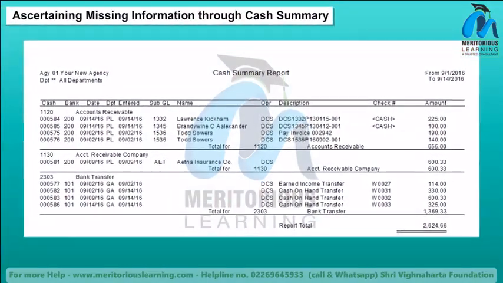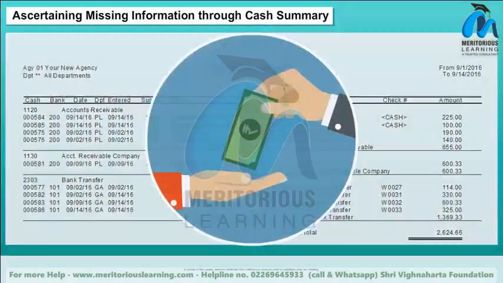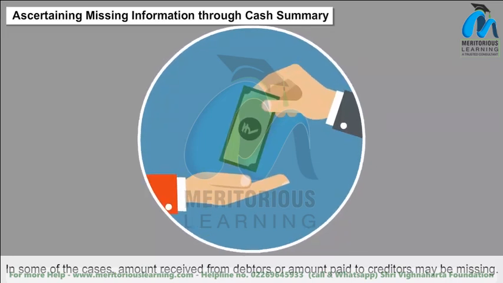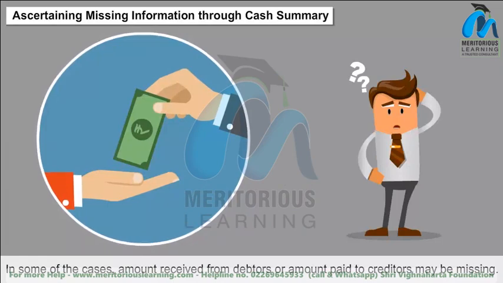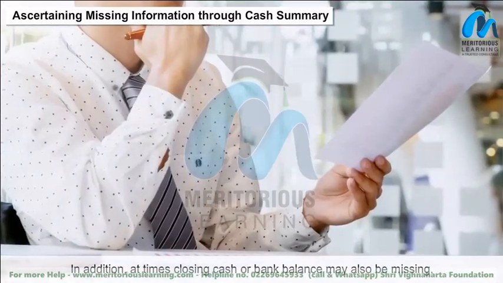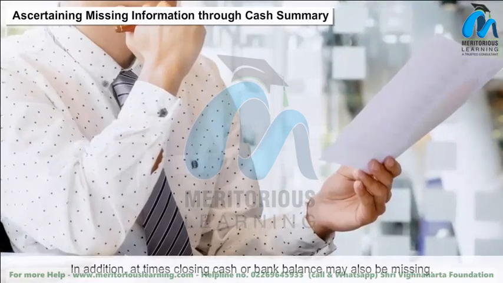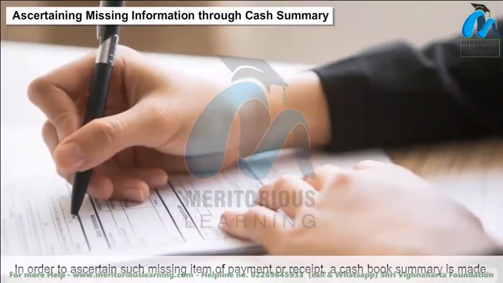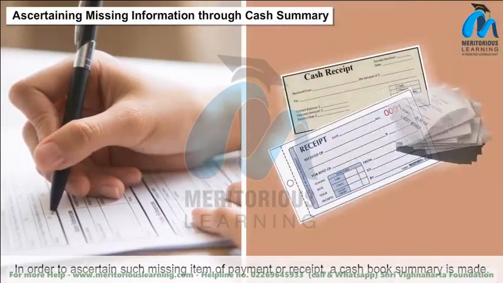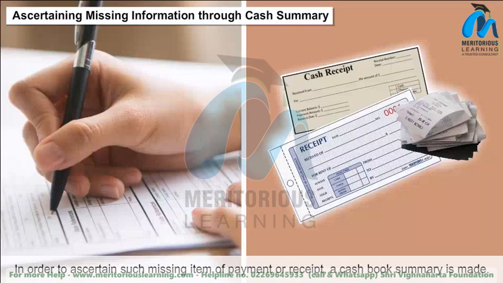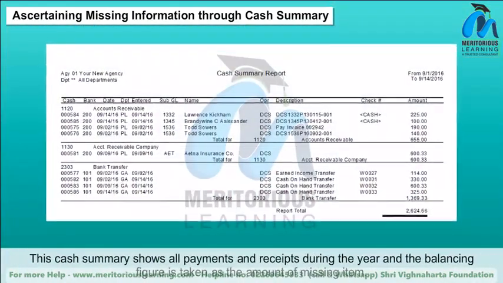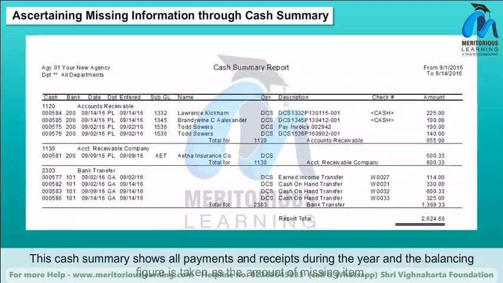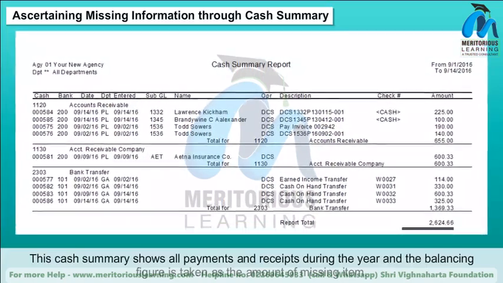Ascertaining missing information through cash summary. In some cases, the amount received from debtors or amount paid to creditors may be missing. In addition, at times the closing cash or bank balance may also be missing. In order to ascertain such a missing item of payment or receipt, a cash book summary is made. This cash summary shows all payments and receipts during the year, and the balancing figure is taken as the amount of the missing item.